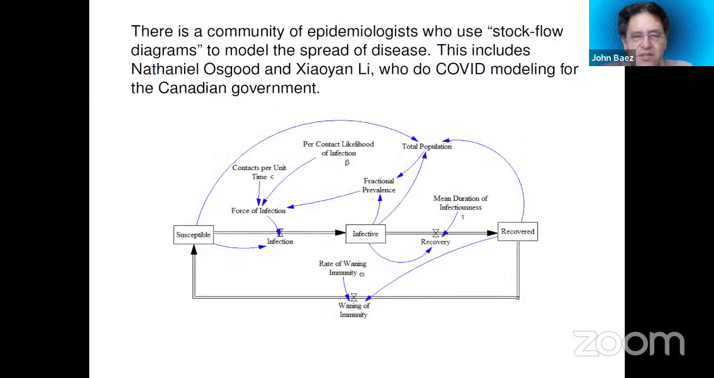So there's a community of epidemiologists already existing who use a kind of diagram called a stock flow diagram to model the spread of disease. And Nate Osgood and Xiaoyan Li are members of that community, and they actually are leaders of COVID modeling for the Canadian government. So they have a lot of practical experience with it, and they teach courses on this technique and so on. So here's an example stock flow diagram.